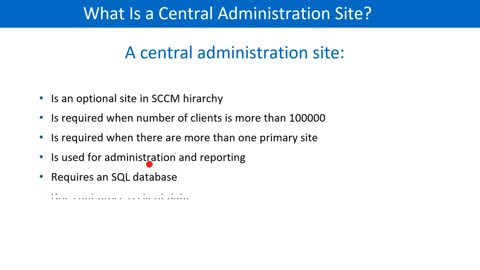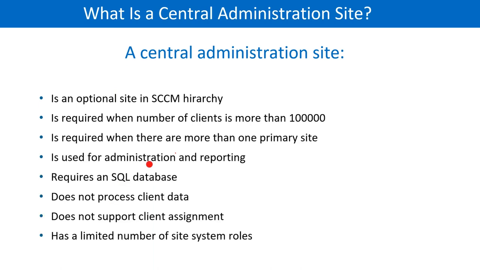Central administration site details. What is a central administration site? As we discussed in the previous slide, it is an optional site in SCCM. And why do we need a central administration site? Because of these two reasons: when you have more than 100,000 devices, and when you have more than one primary site. These are the two major reasons for a central administration site to exist. If you do not have these two reasons, then you do not install a central administration site.